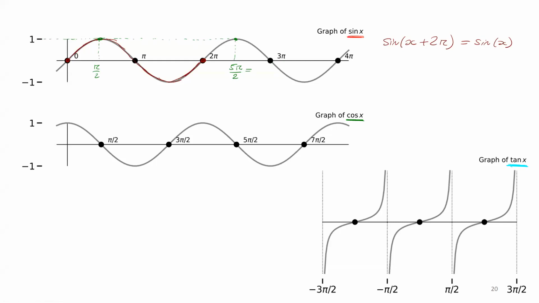And why is that? Well, 5 pi over 2, that is pi over 2 plus 2 pi. And so you see every 2 pi, the function just repeats itself. And that's what we mean when we say that the fundamental period of the sine function is 2 pi. So let me add that here on top.